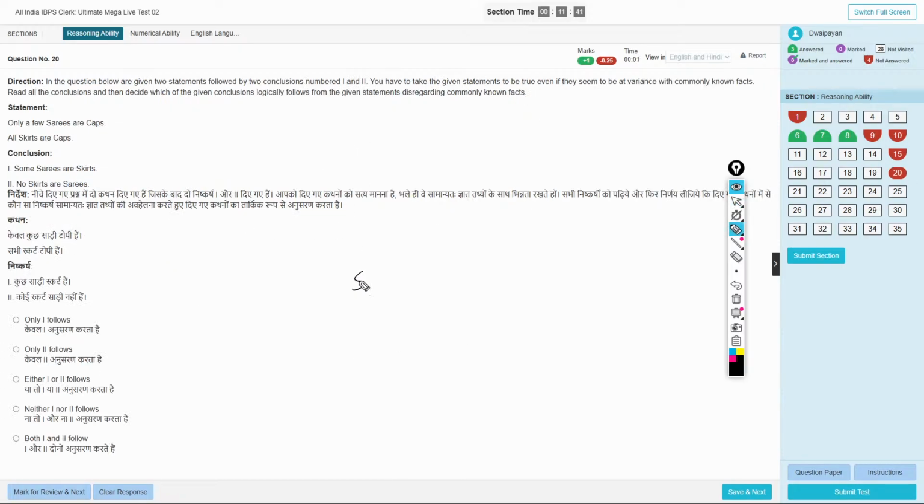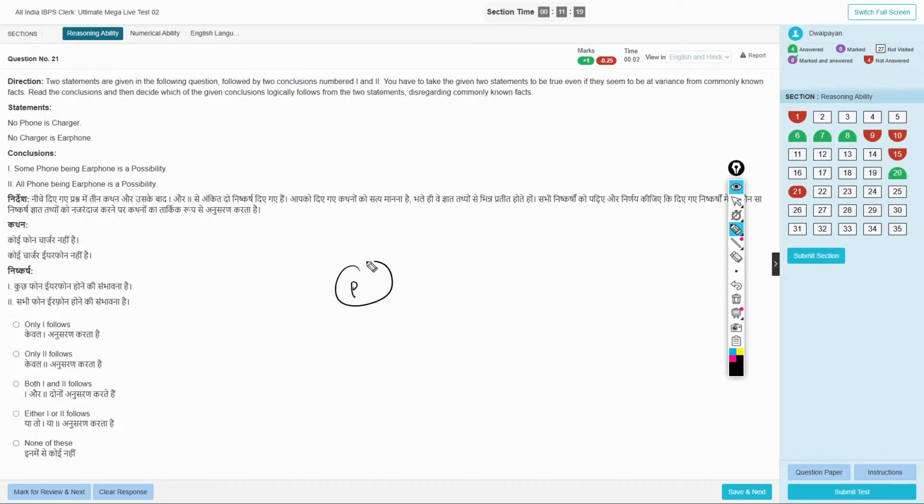So only a few saris are caps. I'll just try for 20 marks now. Only a few saris are caps. All skirts are caps. Some saris are skirts. No sari is a skirt. So we have either or.